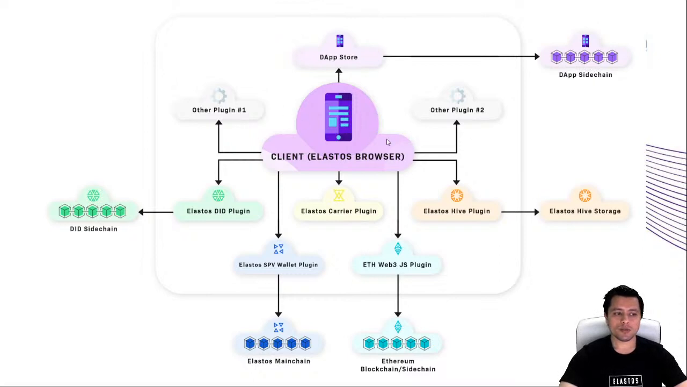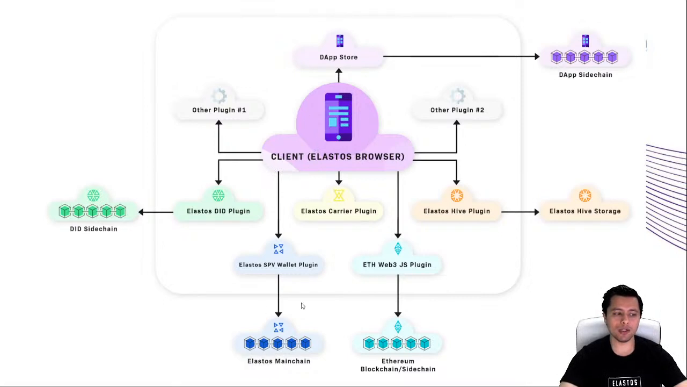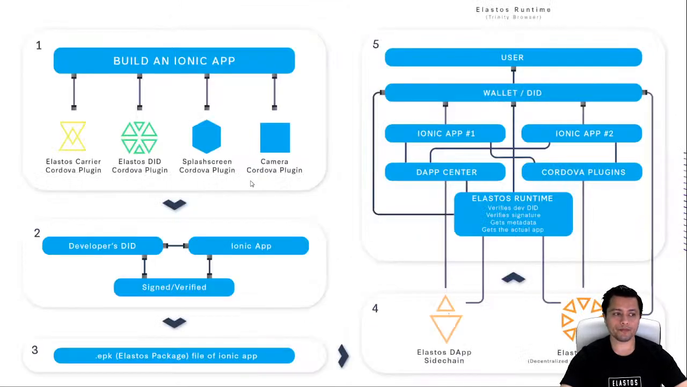And then the Elastos browser just lets developers easily interact with all these plugins, which means they are indirectly building on top of these platforms without having to know the details. I don't need to know how the main chain works in order to implement a simple payment solution inside my capsule. That's what the Elastos browser is doing. I don't need to know how the DID sidechain works in order to provide decentralized identities to other users in my app. So that's what the Elastos browser is.